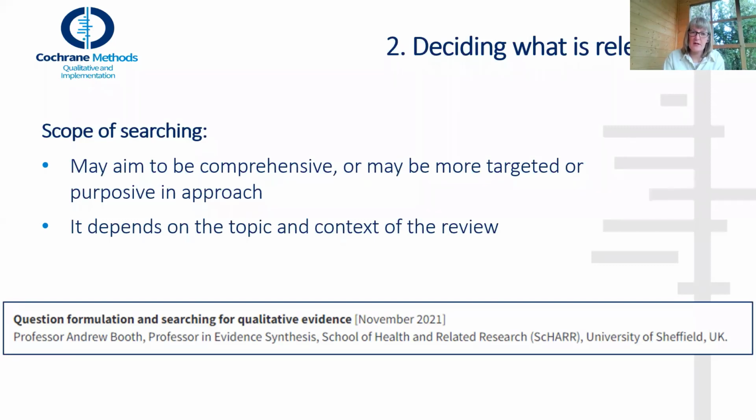So the scope of searching in a meta-ethnography can be comprehensive, or it could be more targeted and purposive in approach. As in, you might try and find everything on the topic, or you might have a very specific approach that's quite purposive, similar to purposive sampling in primary qualitative research. And that depends a little bit on the topic and the context of the review, which I'll come on to a bit more.